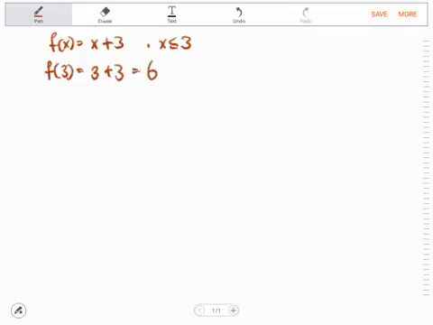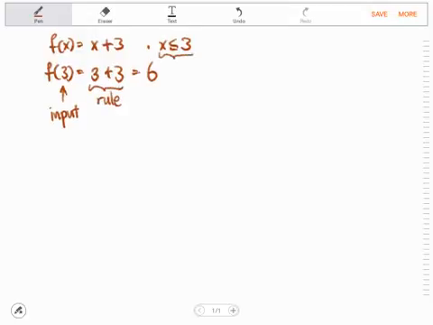So we know that this is what we call the input. This is the rule. This is the domain. The meaning of domain is what numbers we can input into this bracket, right? This domain tells us that we can only input numbers lesser or equal to 3 into this bracket. So what does it mean?